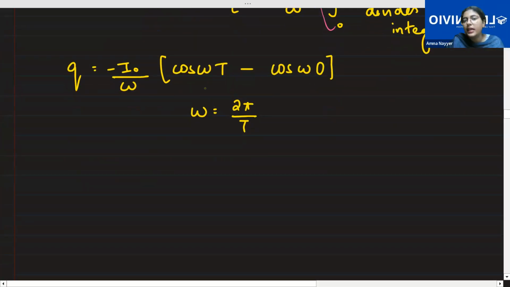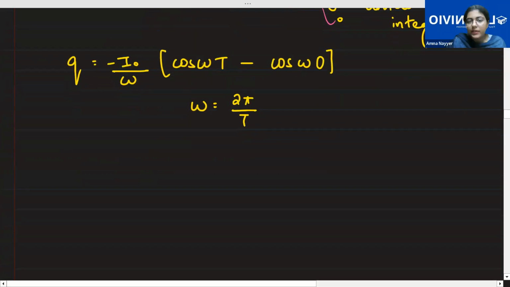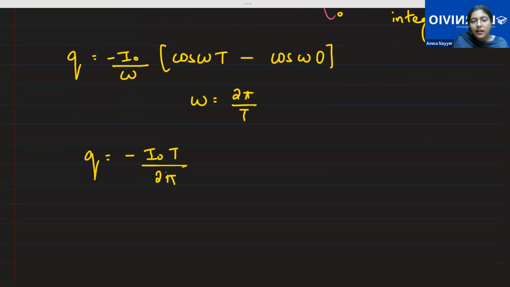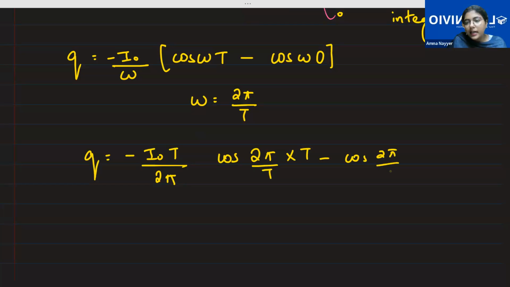I cannot integrate omega. I cannot solve with omega. So if I do that, q is equal to minus I naught t by 2 pi. I have replaced this omega with 2 pi by t. So t goes up, minus I naught t by 2 pi. While what do I get here? Minus 2 pi by capital T into capital T minus cos 2 pi by capital T into 0. Wherever I used omega, I have replaced it with 2 pi by t.